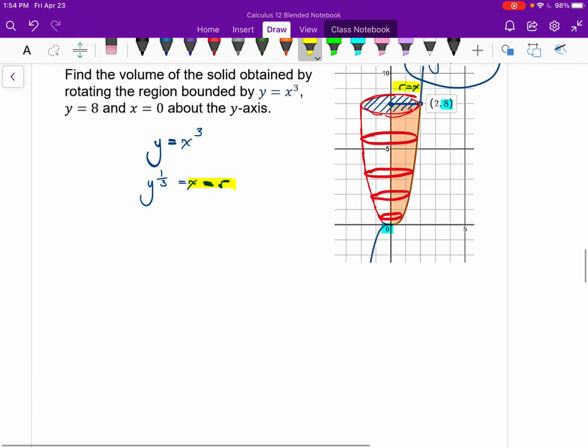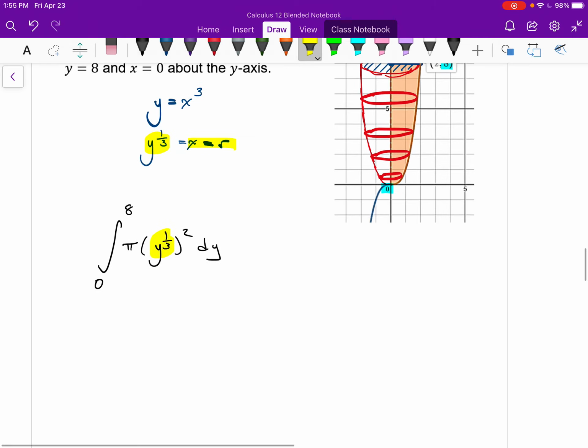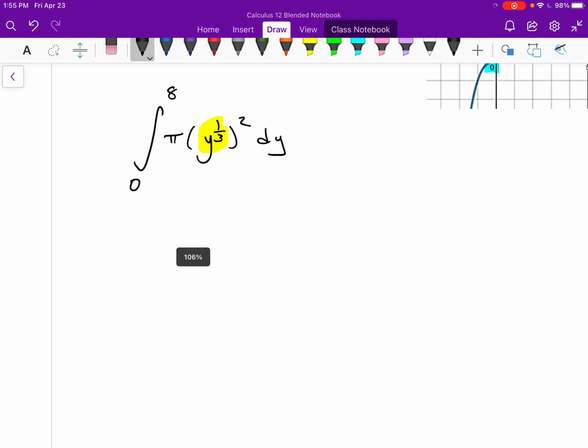And so now I know what to integrate. I want to integrate vertically, so from 0 to 8, all these little circles, pi times the radius squared dy. And the radius each time is y to the 1/3. All right, and like I said, the hard part will quite often not be the actual integration, it's getting to this point. So now I think the hardest part is done. Before I integrate, let me do a few things.